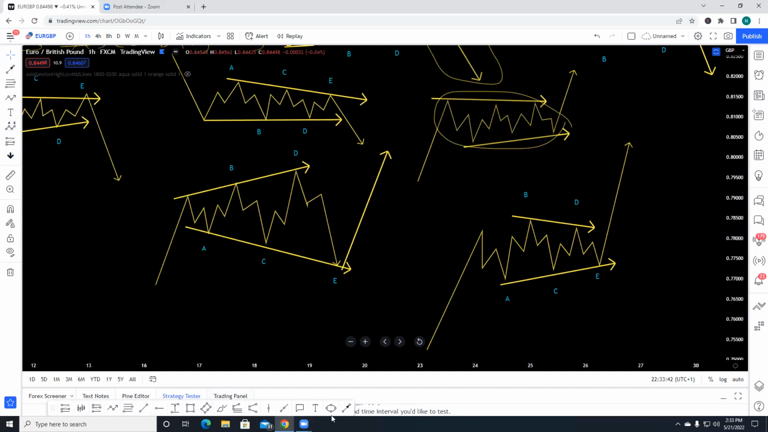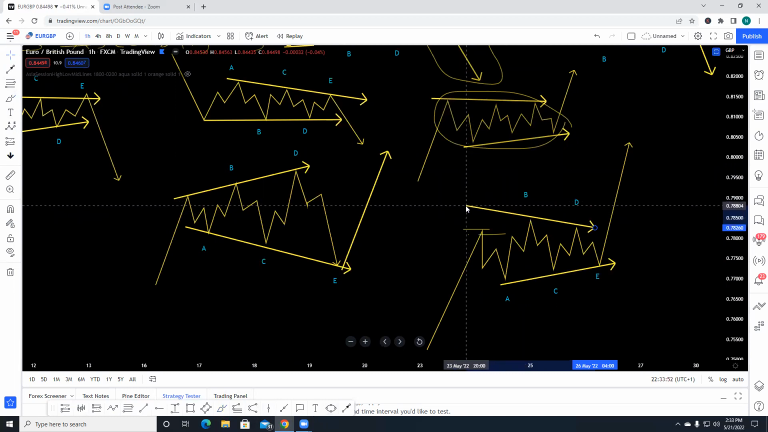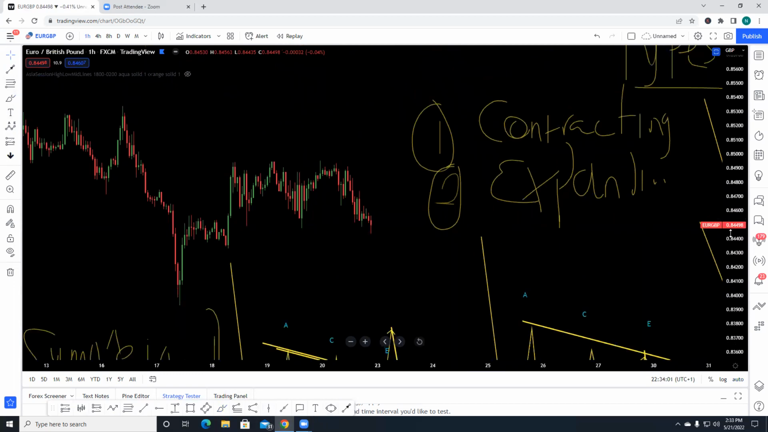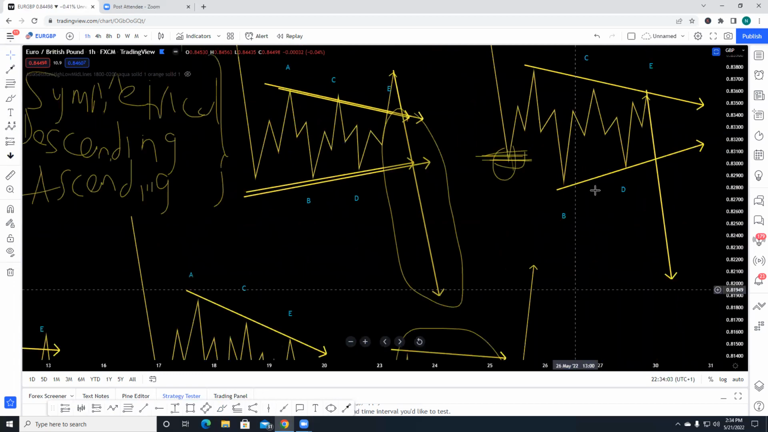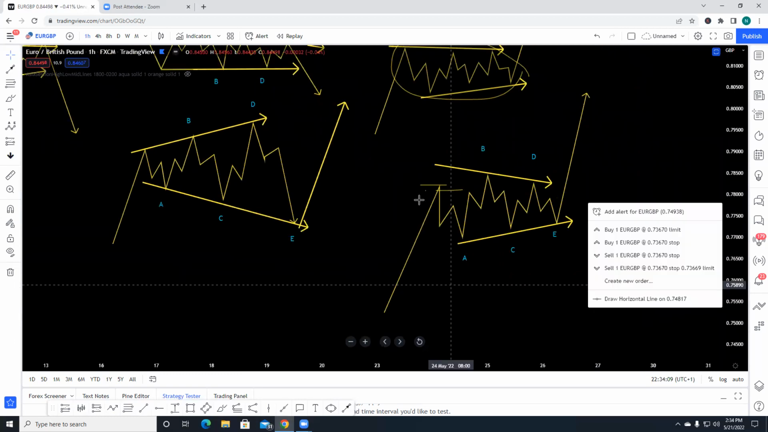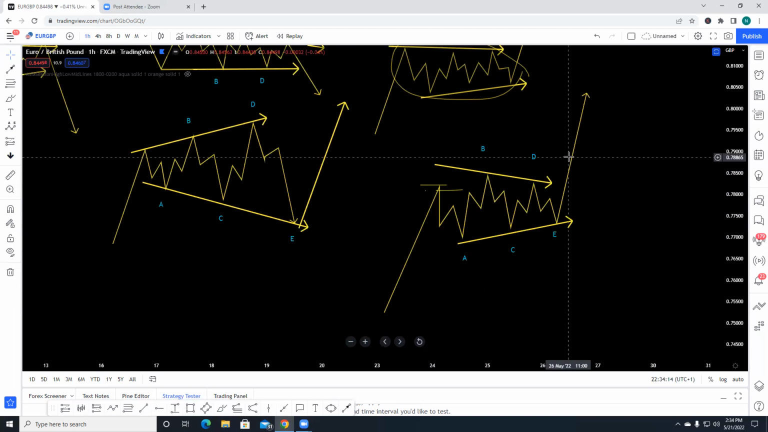Do you notice something, guys? The beginning of wave A here does not come to the upper boundary of the triangle. So anytime you see a triangle like this, where the beginning of wave A does not come to the upper boundary of wave B, then it is called a running triangle. This is a running triangle, as you see here. Very simple. Running triangle.